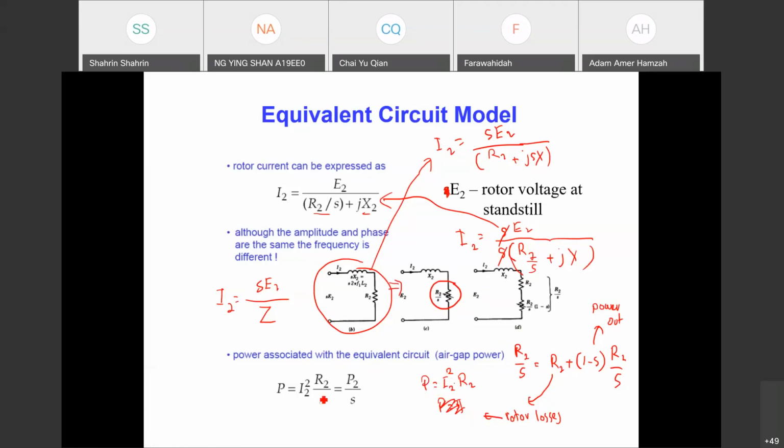While the power output, referring to this one, is I squared multiplied with (1 minus S) R2 over S. So this is your power output. So that's why we separate this into two resistance values. This one refers to the power losses inside the rotor circuit, and the other one will actually refer to the power output. And this power output, as you can see, depends on the slip values.